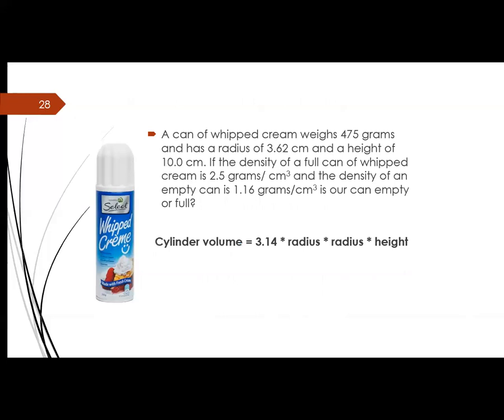We'll do one more example of this. This is where density can come in handy, to help us identify things. So in this case, we have a can of whipped cream, and it weighs 475 grams. It has a radius of 3.62 centimeters and a height of 10.0 centimeters. If the density of a full can of whipped cream is 2.5 grams per cubic centimeter and an empty can is 1.16, is our can empty or full?